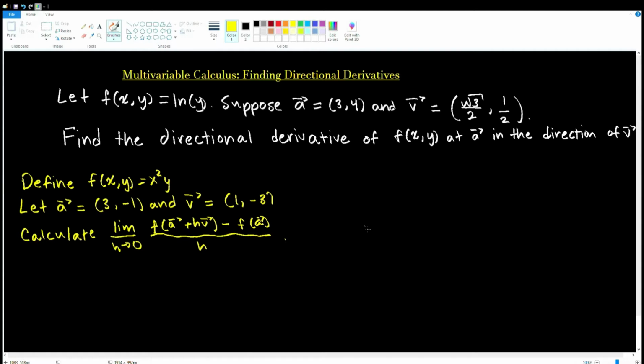Today I have two example problems here that we're going to solve. The first one is the problem in white and the second one is the one in yellow. So let's go ahead and solve the first one.